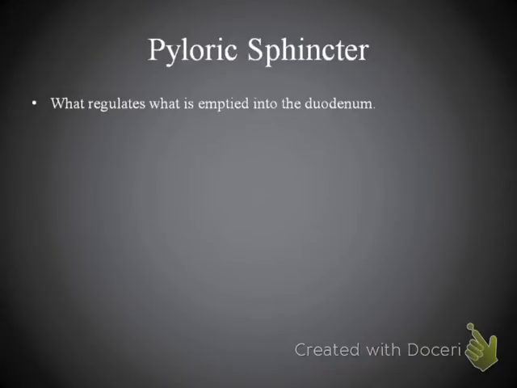Also, we cannot forget that there's a pyloric sphincter just as there is a cardiac sphincter. And it's what regulates what is emptied into the duodenum. And so it allows the passage of food into the duodenum after the chemical bonds have actually been broken down, utilizing the enzymes contained in the stomach.